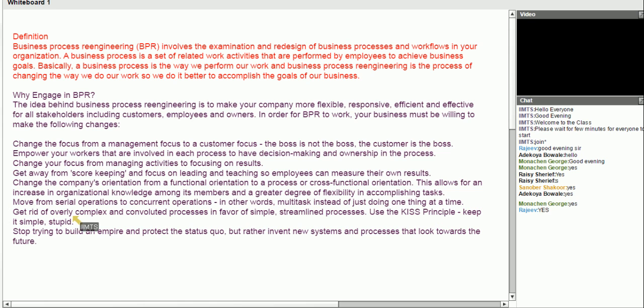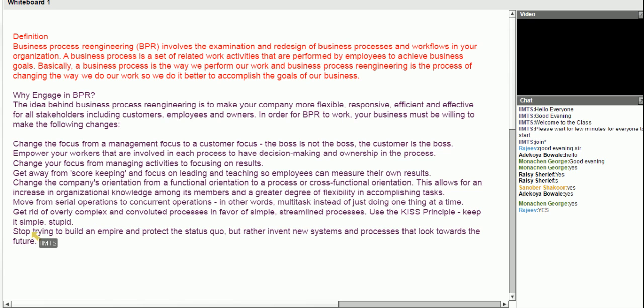Number 7, get rid of overly complex and convoluted processes in favor of simple ones. So instead of having complex and convoluted processes, try to keep the process simple and streamlined. Use the KISS principle, that is, keep it simple and stupid. Here they are trying to convey that you should always keep your organization's processes as simple as possible so that anyone can easily understand.